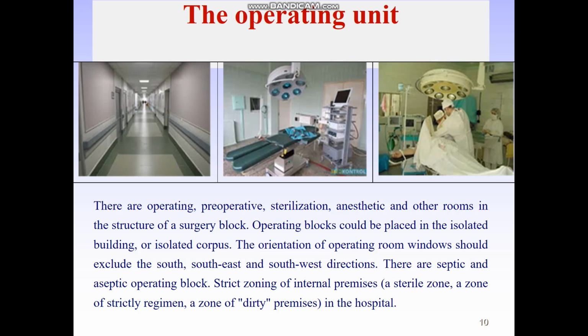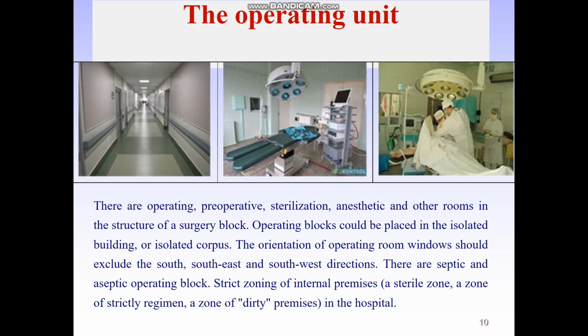The operating unit. There are operating, preoperative, sterilization, anesthetic, and other rooms in the structure of a surgery block. Operating block could be placed in an isolated building or isolated corpus. The operating room for emergency surgery is placed in the structure of the reception ward. The orientation of the operating room window should exclude the east and west directions.